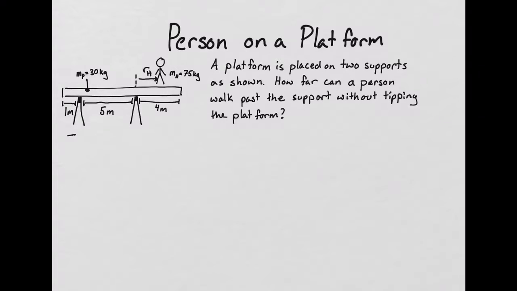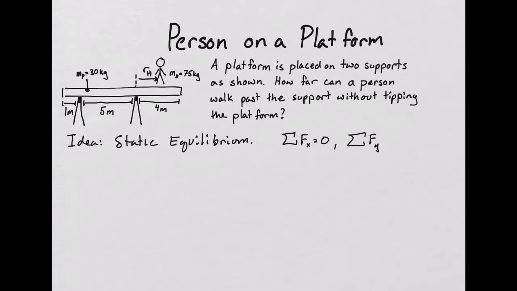In this type of problem, the idea that we're going to use is static equilibrium. When solving static equilibrium problems, we have three equations that we can look at. The sum of all forces in the x direction must equal 0. The sum of all forces in the y direction must equal 0. And the sum of all torques must equal 0.